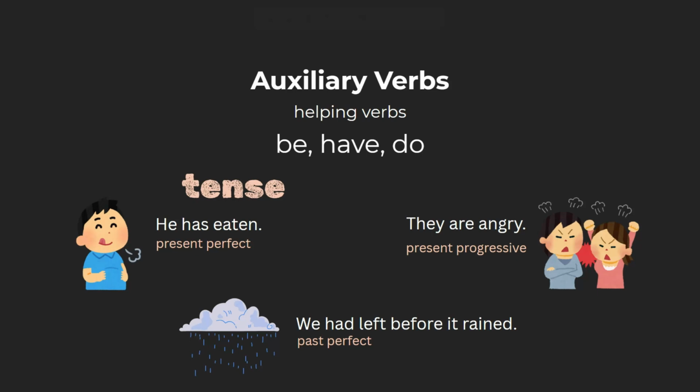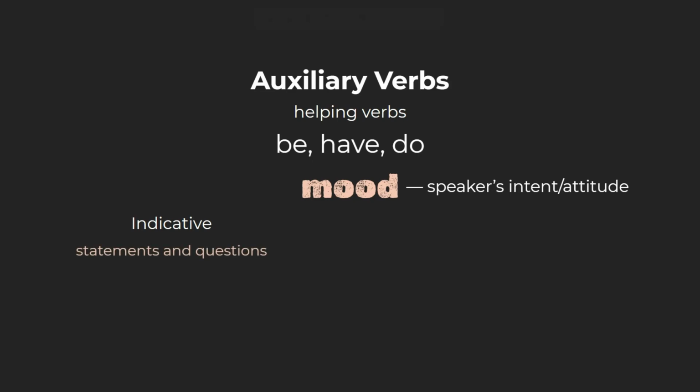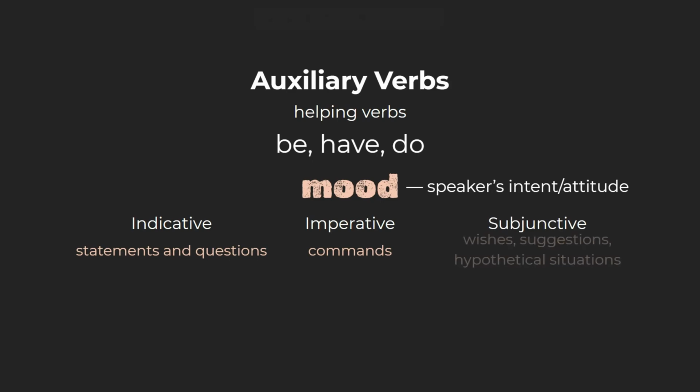And now let's take a look at when the auxiliary verb indicates the mood. In grammar, mood doesn't refer to emotions. Rather, it refers to the speaker's intent or attitude. There are 3 main moods in English: indicative, used for statements and questions, imperative, used for commands, and subjunctive, used for wishes, suggestions, and hypothetical situations. Using auxiliary verbs helps to create these moods.